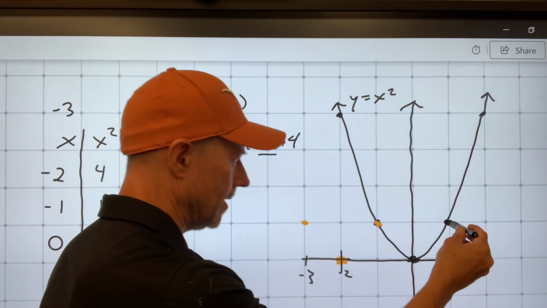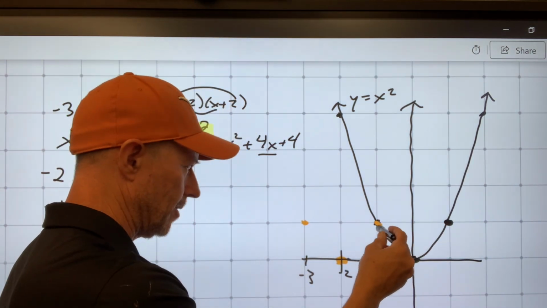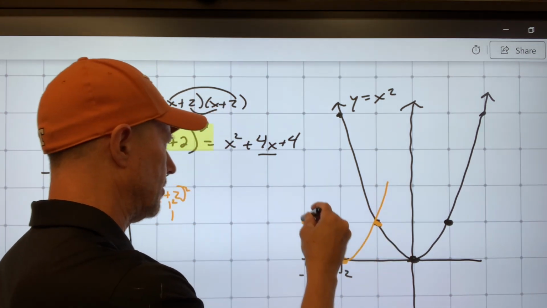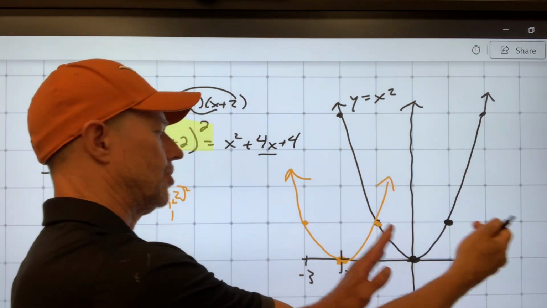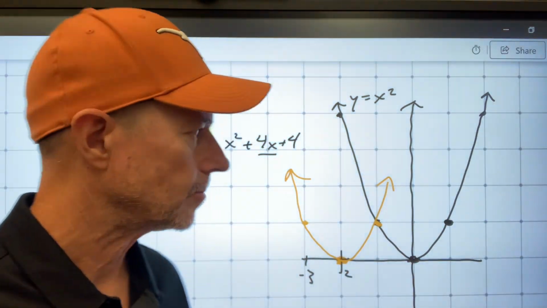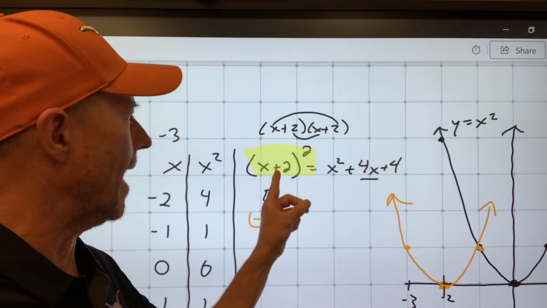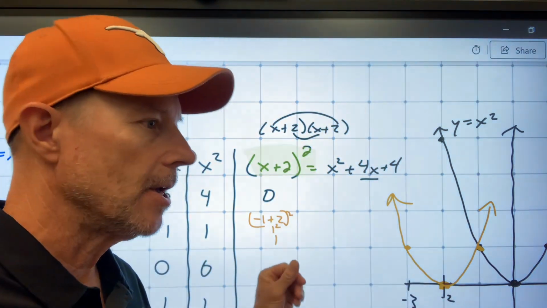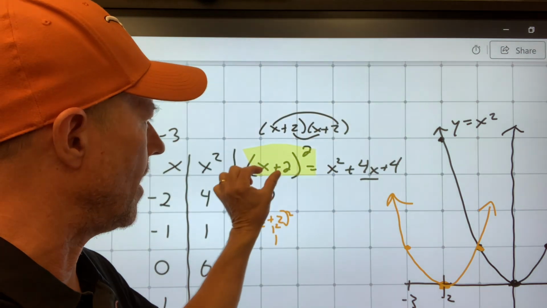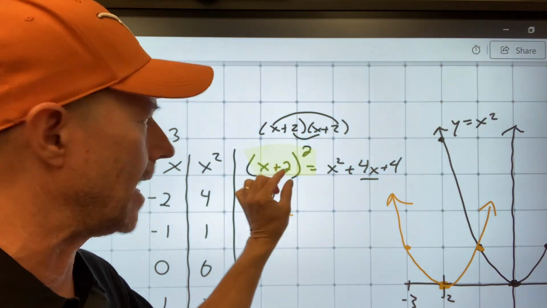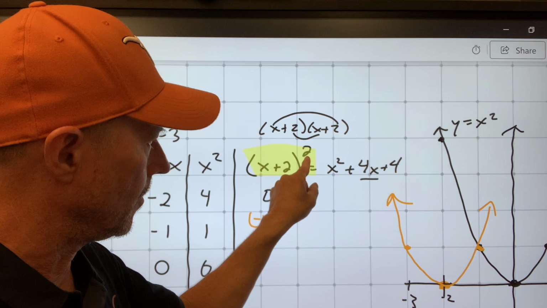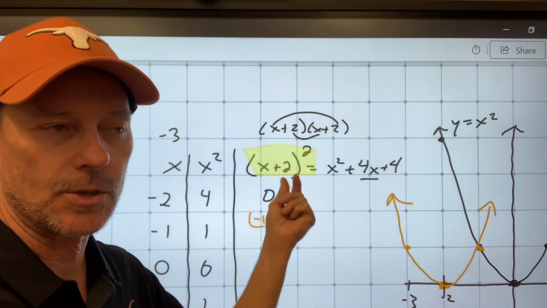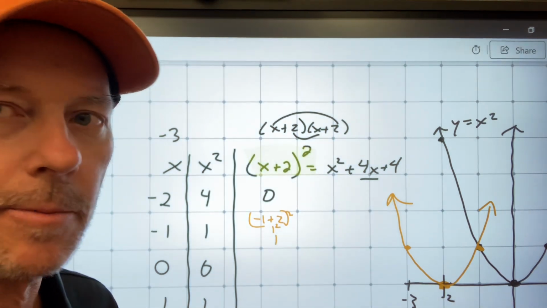So it looks like this point moved 2 to the left, and this point moved 2 to the left. And so the parabola seems to have just shifted 2 units to the left. Now that seems a little odd. We added, so normally positive means right and negative means left. But it turns out whenever you have operations inside the main operation, so we're squaring, but we added inside that square, it's the opposite of what you might think it would be.